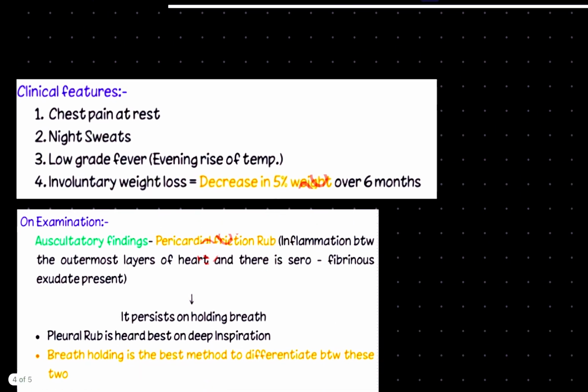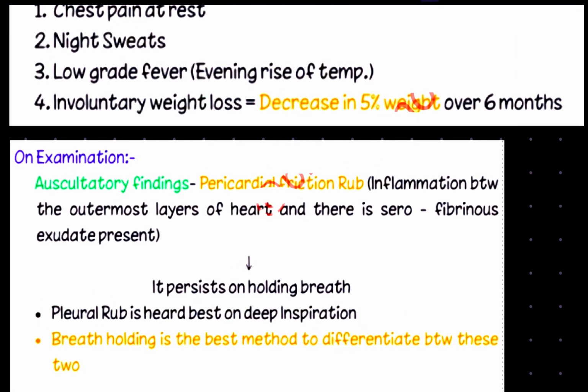Now on examination, the thing that we do is we auscultate. What are the auscultatory findings? The auscultatory finding is pericardial friction rub. Now why do we hear pericardial friction rub? It is heard because of inflammation of the outermost layer of the heart, because of which there is serofibrinous exudate. Because of that we hear pericardial friction rub.